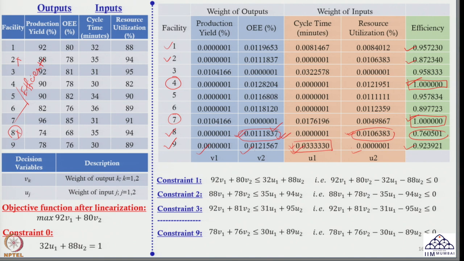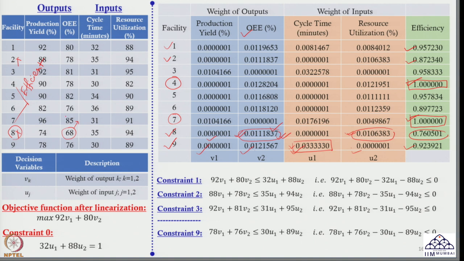Since 8 is having the lowest efficiency score, I will see the values of weights V1, V2, U1, U2. Since V2 is the highest weight, I should try to focus on increasing the overall equipment effectiveness. That means right now my value is 68. The model suggests that you should increase it. I should try to increase it to 70, 72, 73, 74. If you see, it has a maximum value of 85. Right now I am standing at 68.